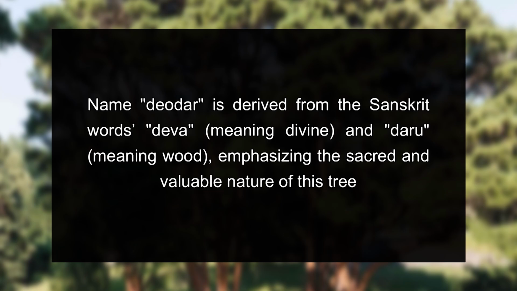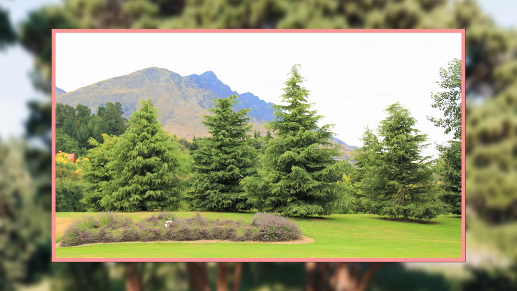The name Deodar is derived from the Sanskrit words Diva meaning divine and Daru meaning wood, emphasizing the sacred and valuable nature of this tree. Cedrus deodara, commonly known as Deodar cedar, is a species of coniferous trees native to the western Himalayas. It is highly valued for its timber and is widely cultivated for its ornamental beauty.